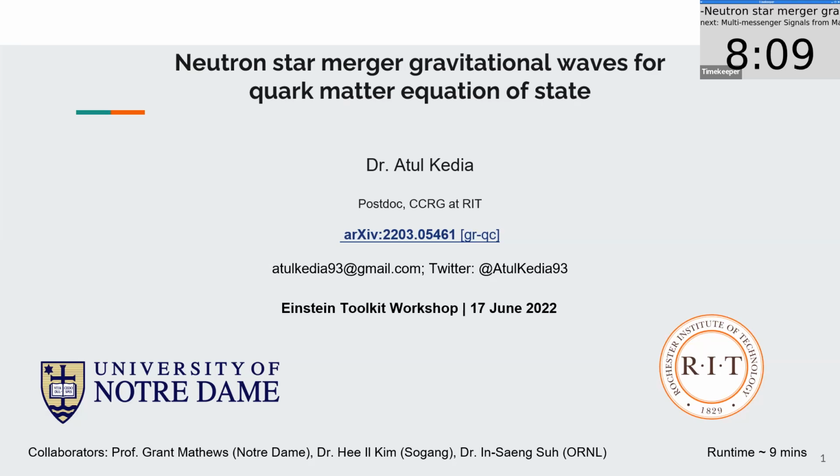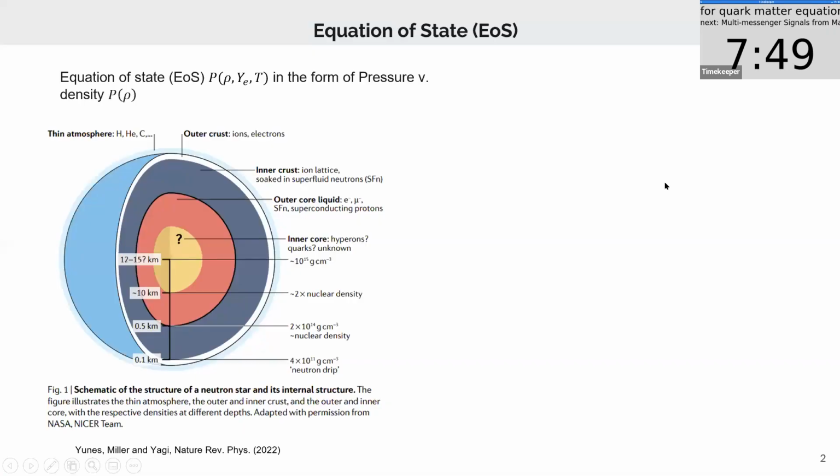So my talk title is Neutron Star Merger Gravitational Waves for Quark Matter EOS. In this talk, I'm going to be talking about basically a set of neutron star merger simulations that I do to extract the gravitational waveform for specific types of EOS, in particular Quark Matter EOS. So let me get started by firstly describing just what EOSs are.